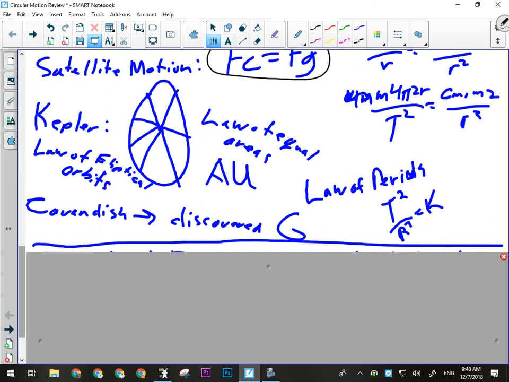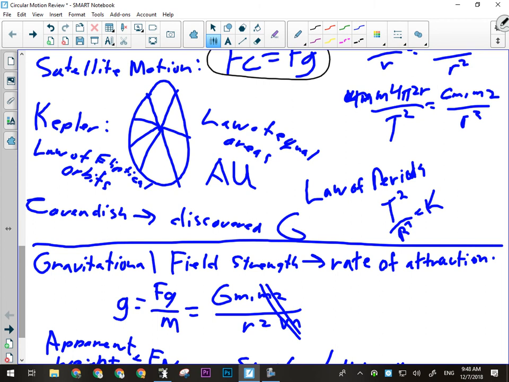Okay, and then lastly, we talked about gravitational field strength. Gravitational field strength is the rate of attraction in meters per second squared or newtons per kilogram. Remember that that is different than the force of gravity. If we're calculating gravitational field strength, we are calculating the acceleration due to gravity, not the force of gravity.